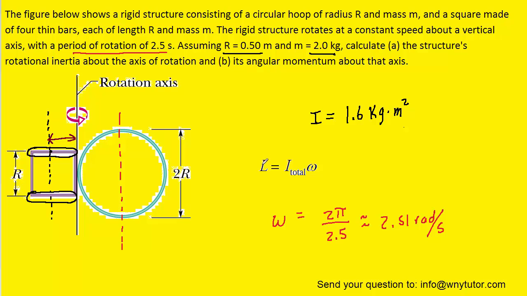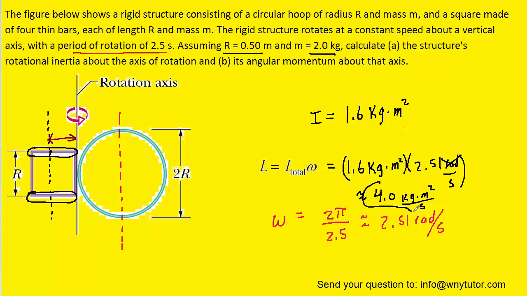Since the angular momentum, which is symbolized by L, is equal to the total rotational inertia multiplied by the angular speed. And so we plug in those values, and when we compute that, we should get approximately 4.0, and then the unit is kilogram times meter squared per second. The radian can be excluded from the unit at this point, so we have the kilogram times meter squared all over seconds. And that is indeed the correct answer to part B.